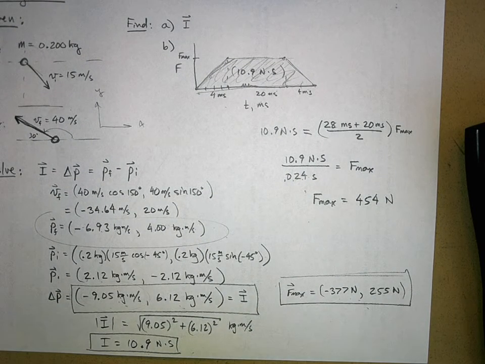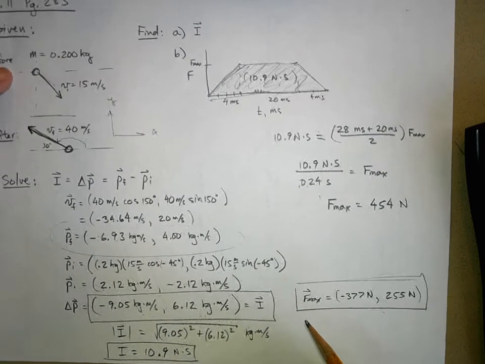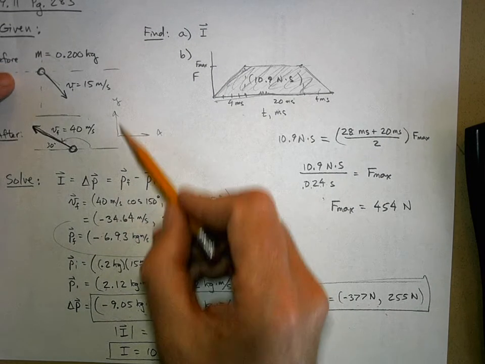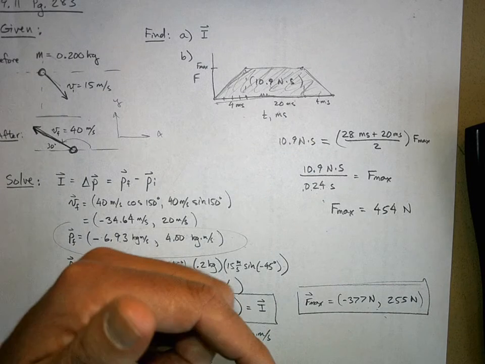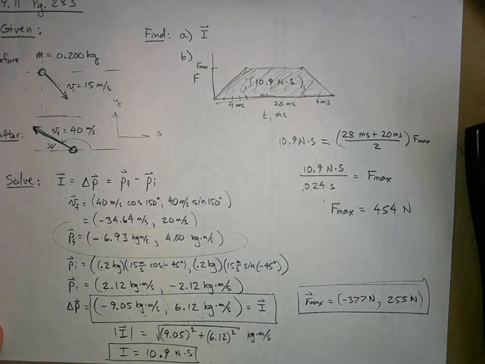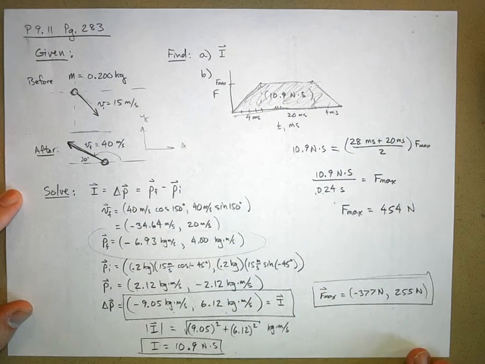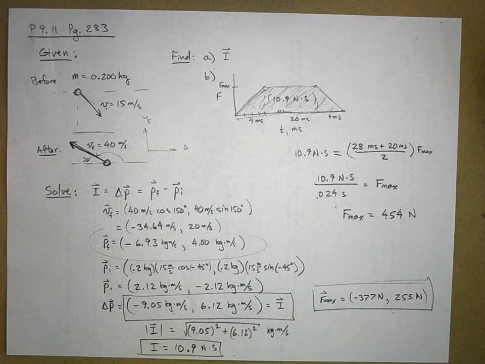And mine is negative because of the way I drew the direction of my coordinate system, and the way the ball came in and the way the ball left. I guess the book did it the other way, but it doesn't matter. Okay? Let's zoom out so everyone can see the whole thing. So there you go. That is a pretty tough problem.